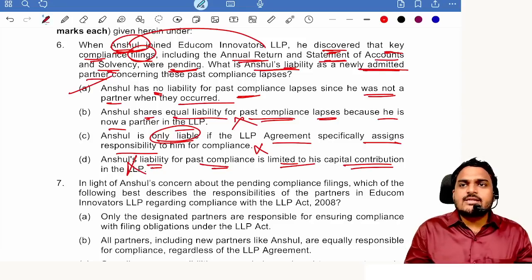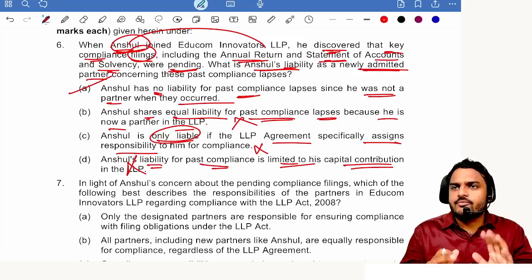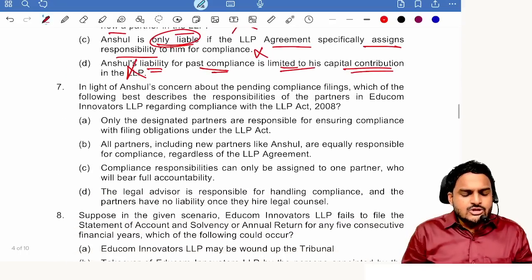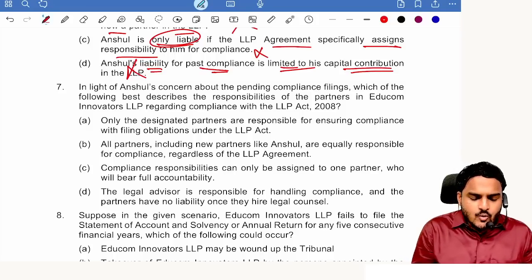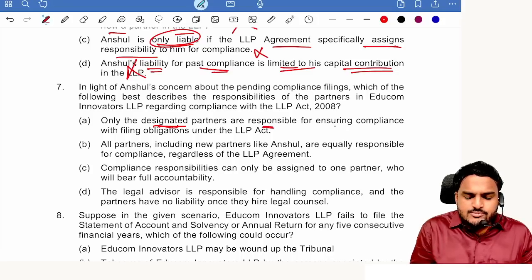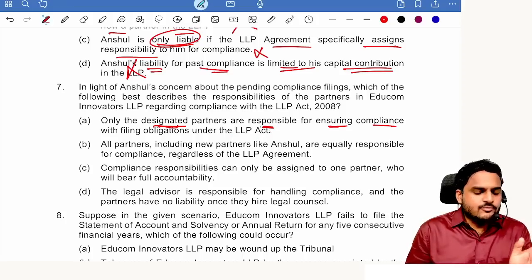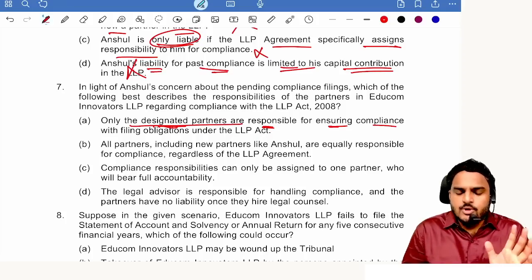Now for solving this MCQ, no need to read the case scenario. Next one. In light of Anshul's concern about pending compliance filings, which of the following best describes the responsibilities of the partners in LLP regarding compliance with the LLP Act 2008? Only designated partners are responsible for ensuring compliance with filing obligations under LLP Act. Correct. With respect to filings, designated partners have the responsibility.